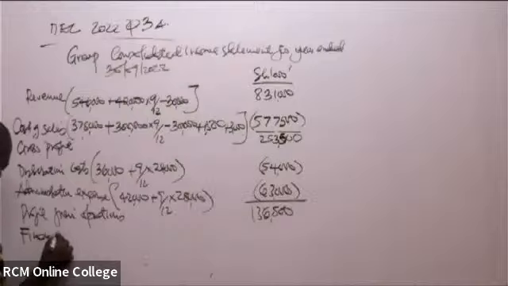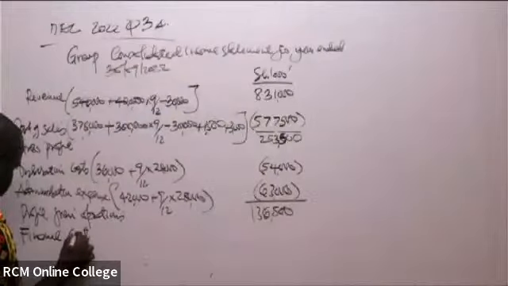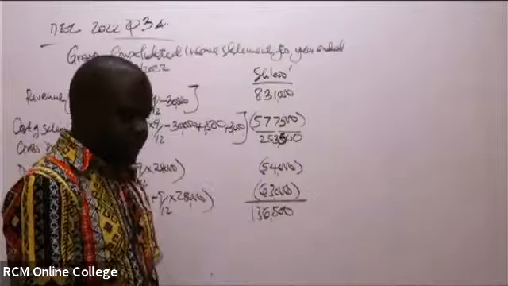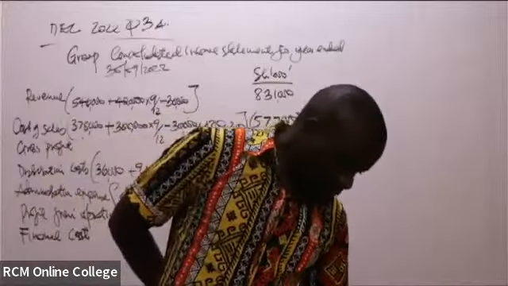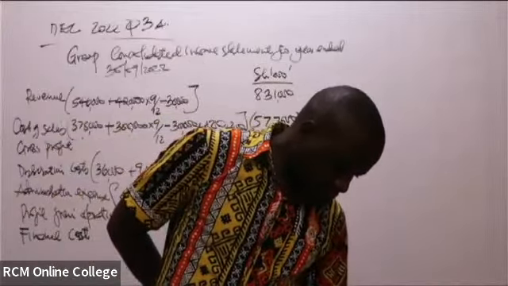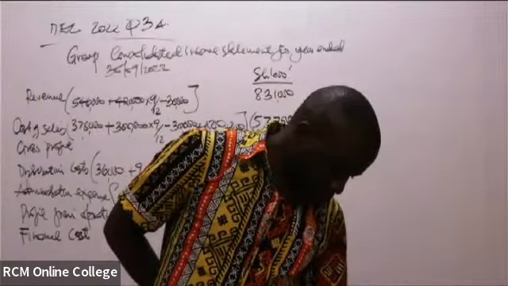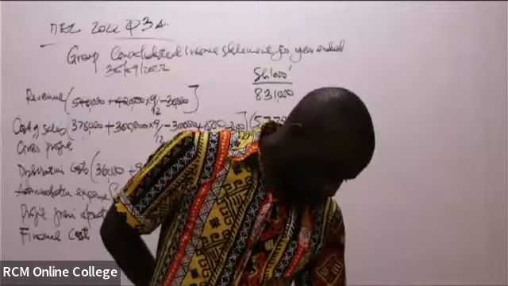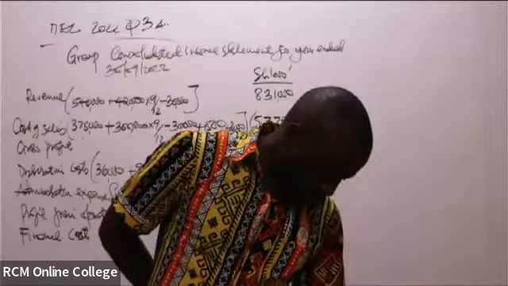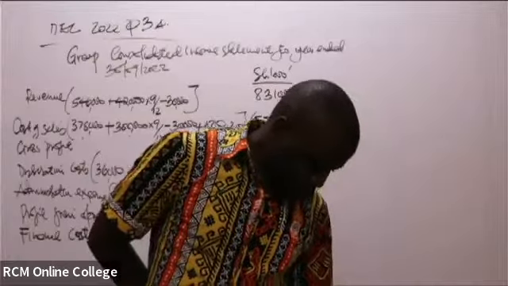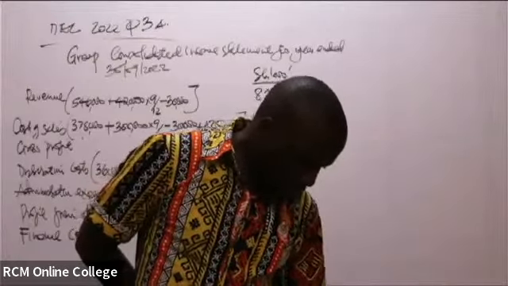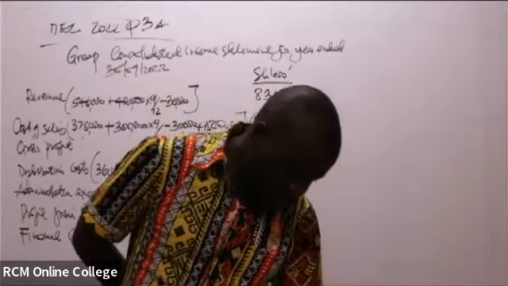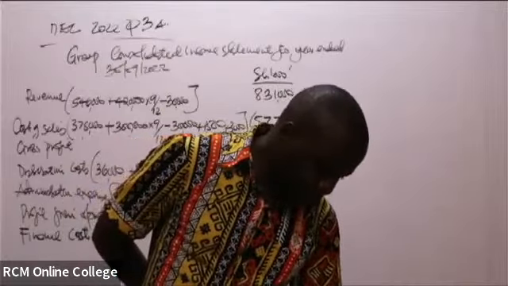We can in this case consider the finance cost. Of course, for the finance cost, we are told for the holding company it is 4 million, and for the subsidiary it is exactly how much? 2 million, exactly 2 million.